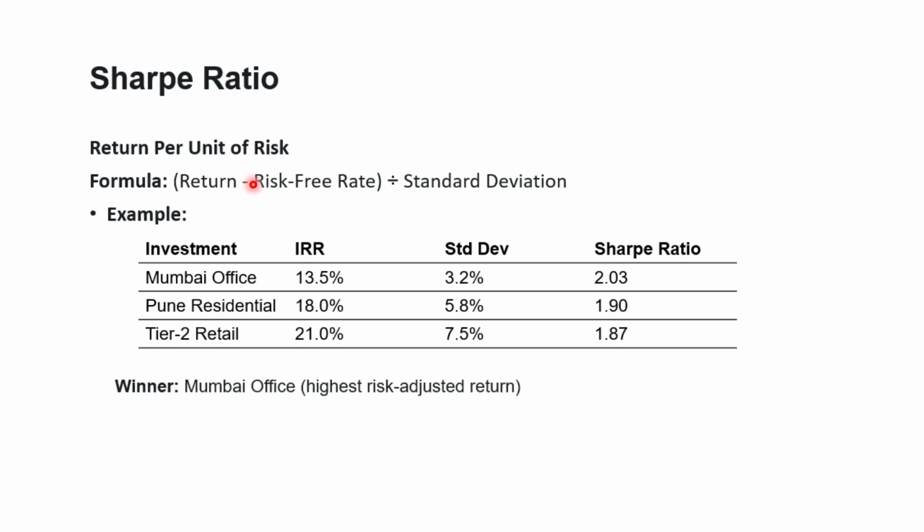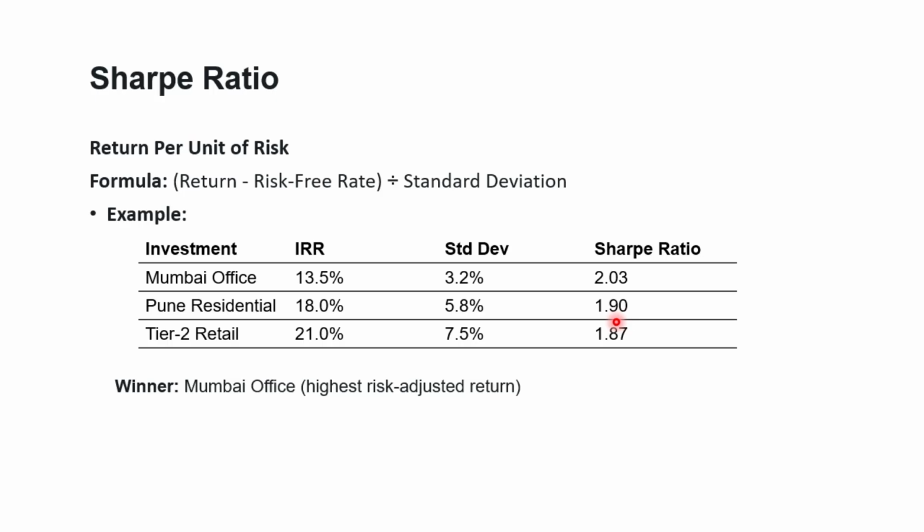Look at our example comparison. We have Mumbai office generating 13.5% IRR with 3.2% standard deviation, producing a Sharpe ratio of 2.03. Pune residential, which generates around 18% IRR with 5.8% standard deviation, producing a Sharpe ratio of 1.9. And the third case producing a Sharpe ratio of 1.87. And the winner, of course, here with the highest risk-adjusted return despite having the lowest absolute return. This is your Mumbai office.